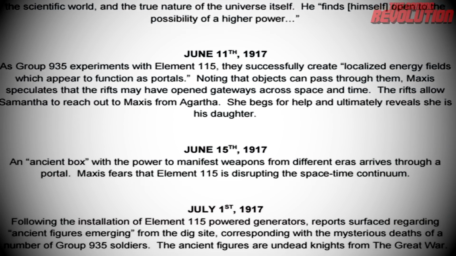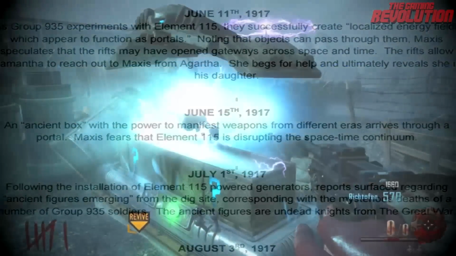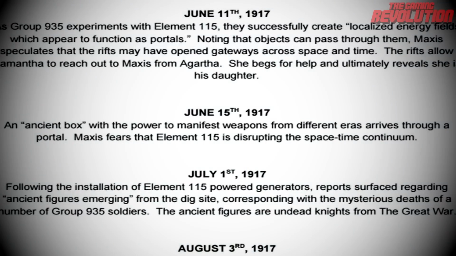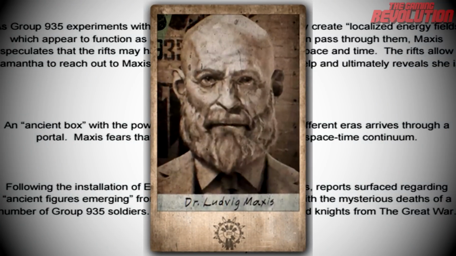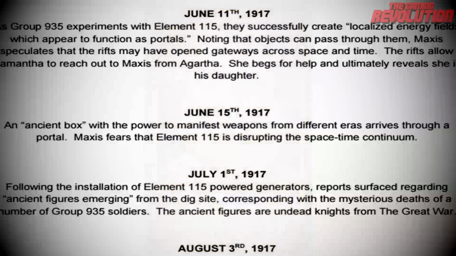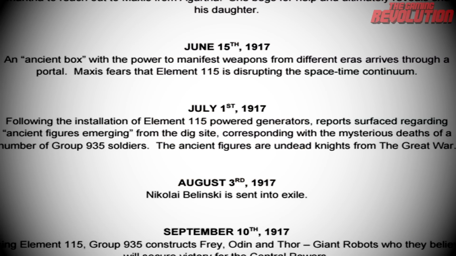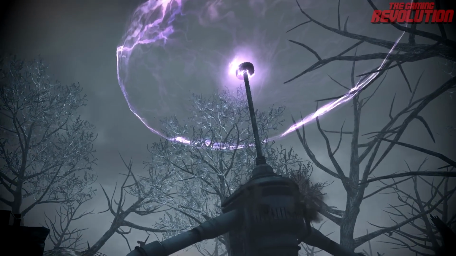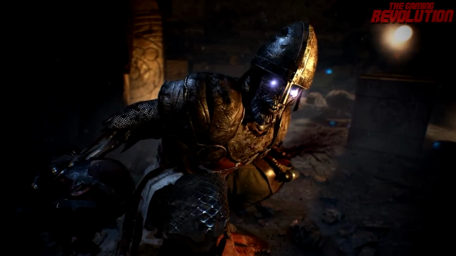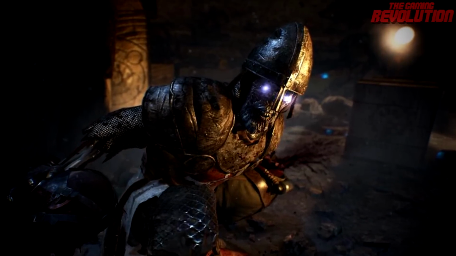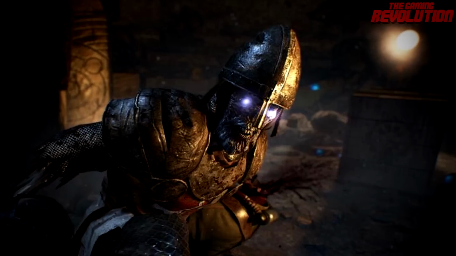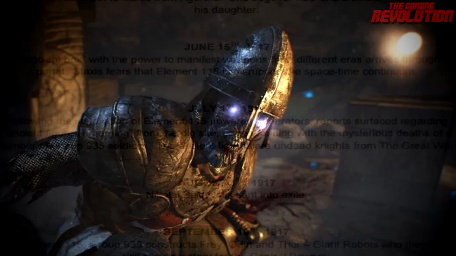On June the 15th, 1917, an ancient box with the power to manifest weapons from different eras arrives through a portal. Maxis fears that Element 115 is disrupting the space-time continuum. On July the 1st, 1917, following the installation of Element 115 power generators, reports surface regarding ancient figures emerging from the dig site, corresponding with the mysterious deaths of a number of Group 935 soldiers. The ancient figures are undead knights from the Great War.